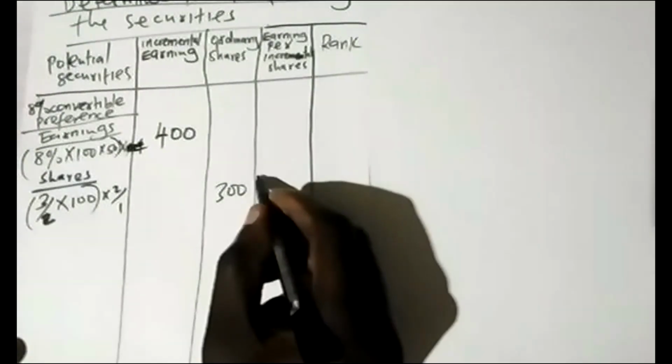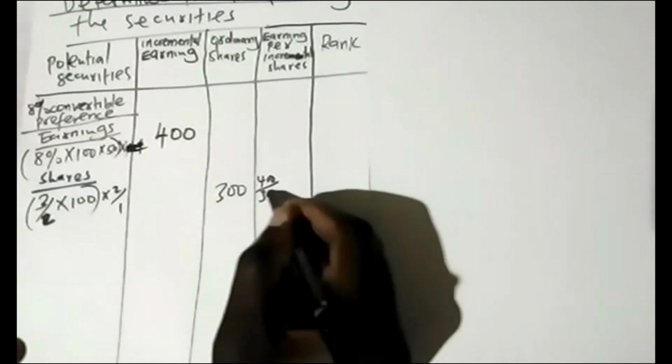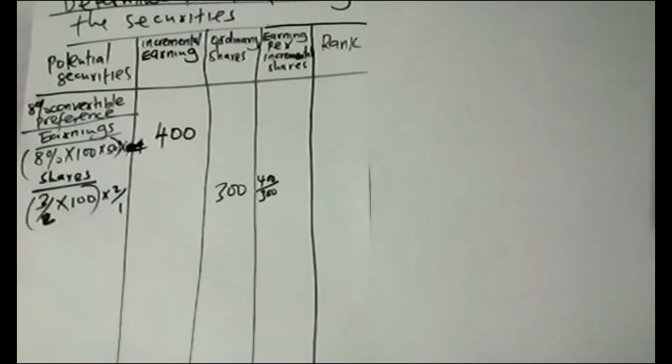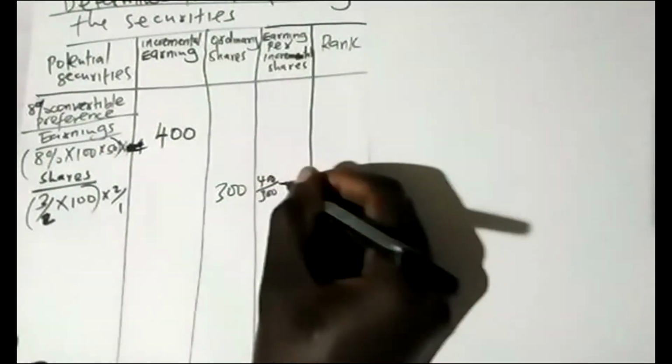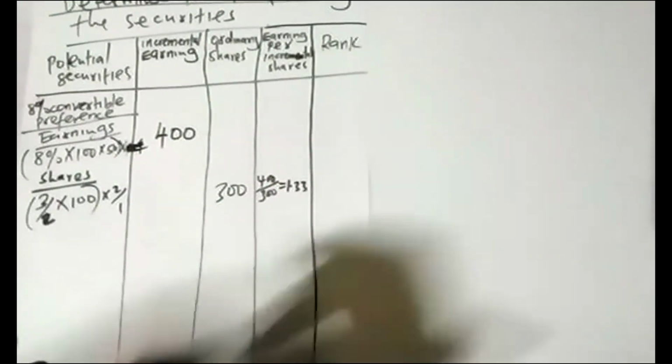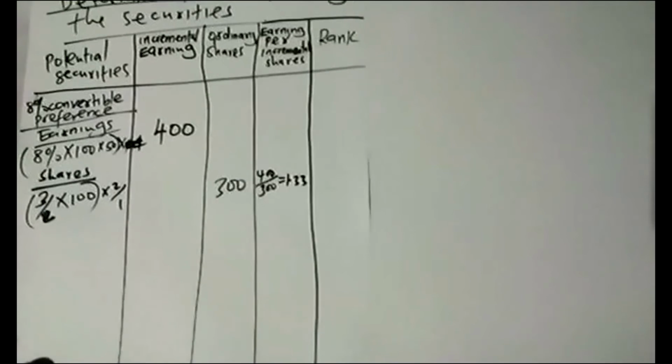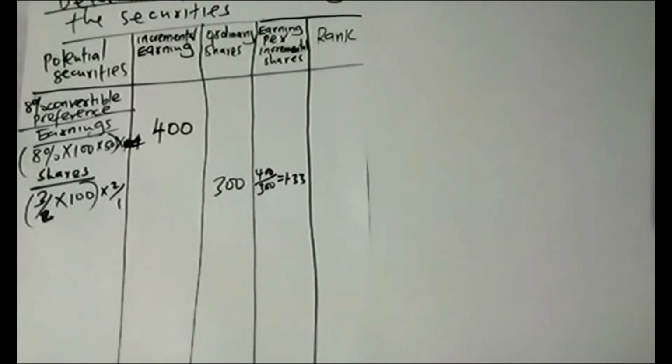So 400 divided by 300, it's like 4 divided by 3. So that is earnings per incremental share, 1.33. So we are done with that security. We move to the next one.